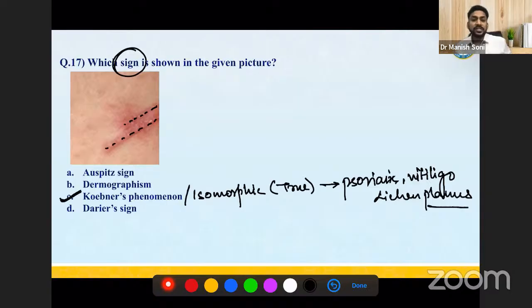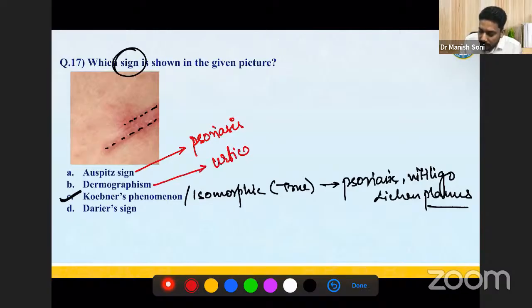Now, other options mentioned here are also very important. So remember, Auspitz sign is seen in psoriasis. That is, when we scrape the lesions of psoriasis, the end result is pinpoint bleeding. That is known as Auspitz sign. Dermographism is seen in urticaria, where wheals develop. These are transient lesions for a very short duration.